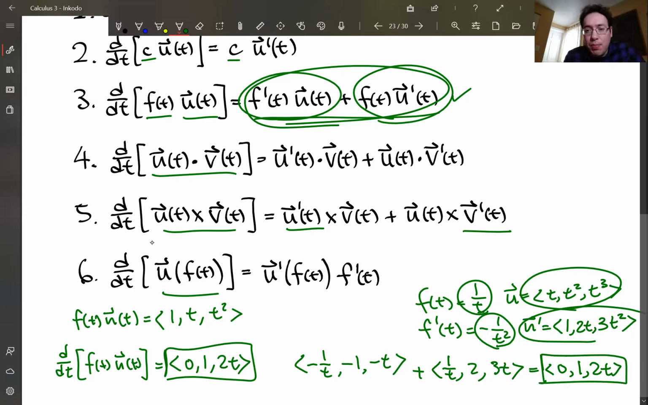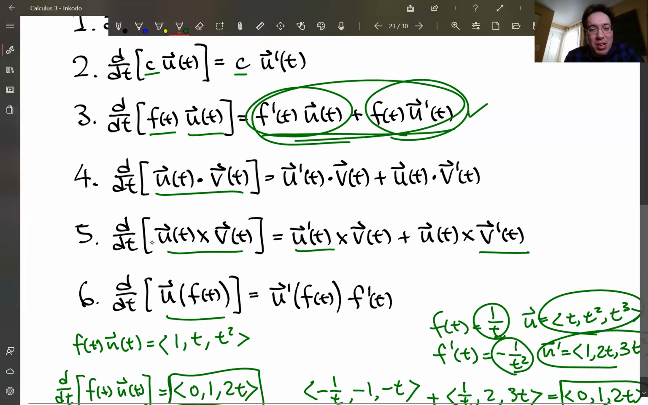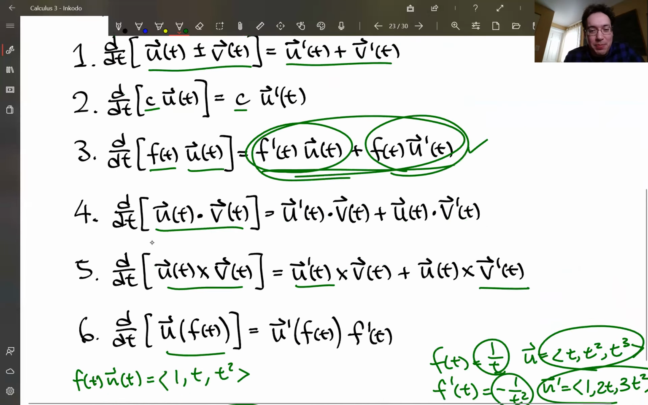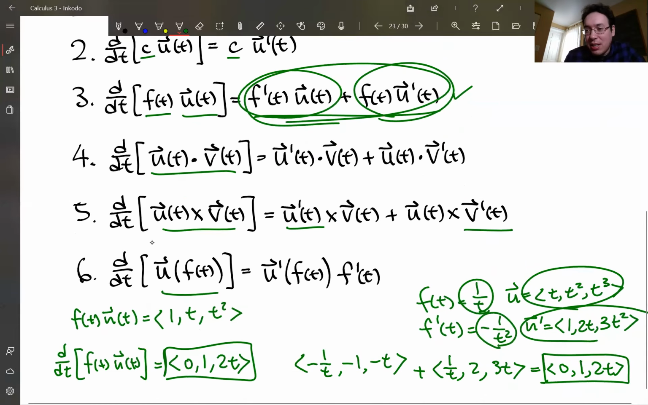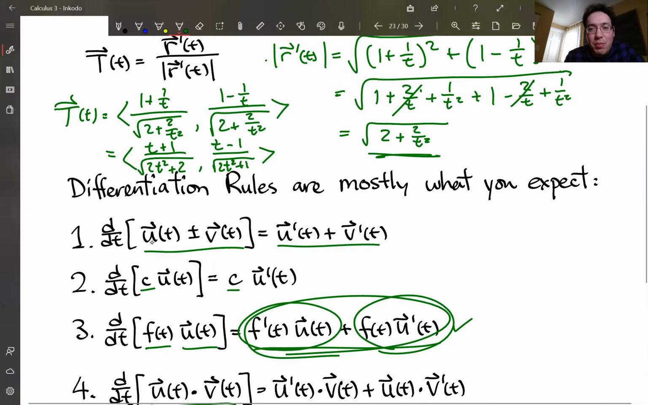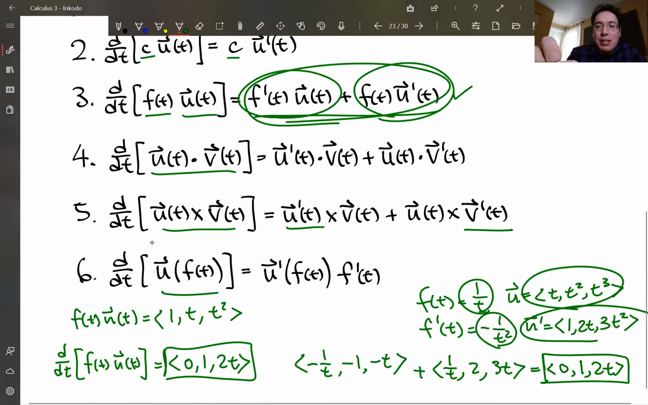Again, this is not a proof. It's just showing by example that it works in this one particular case, but it does hold true for all of these other multiplications and compositions. Okay, I think this is where I want to end the video now.